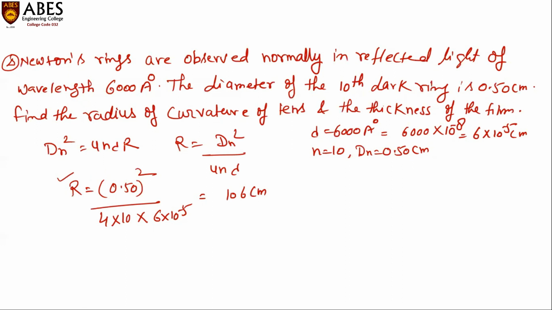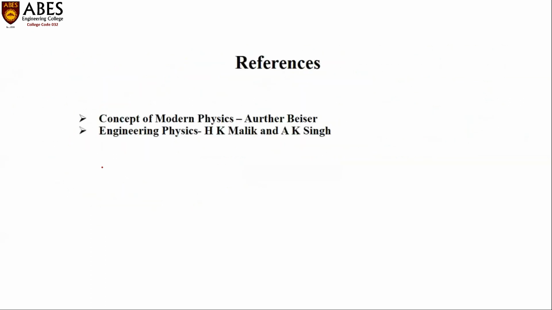We can also calculate the wavelength if we have the diameter, number of rings, and radius of curvature. If the question is based on that, suppose this dark ring is replaced by a bright ring, then we have to use the relation for the bright ring: Dn square is equal to 2 into (2n minus 1) lambda R. These are the references.